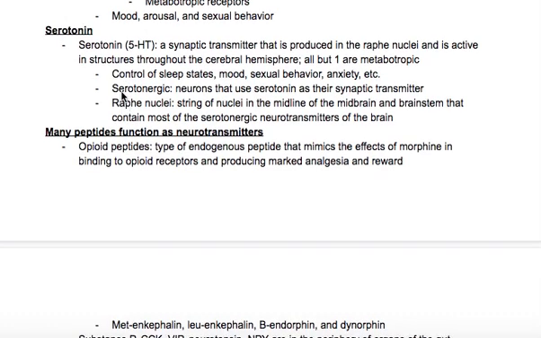Serotonergic transmission just refers to neurons that use serotonin as their synaptic transmitter. These raphe nuclei where serotonin is produced are a string of nuclei in the midline of the midbrain and brainstem that contain most of the serotonergic neurons of the brain.